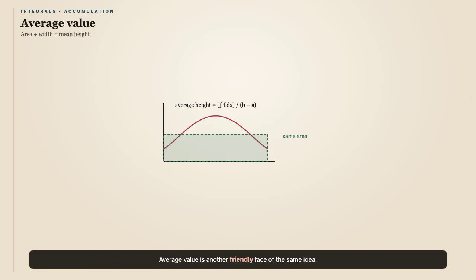Average value is another friendly face of the same idea. The average value of a function on an interval is the integral of the function divided by the length of the interval. Geometrically, it is the height of a rectangle that has the same area as the region under the curve. The triangle story returns. Average height times width equals area. Integration finds the area. Division by width finds the average height. Statistics, physics, and engineering lean on that move constantly.